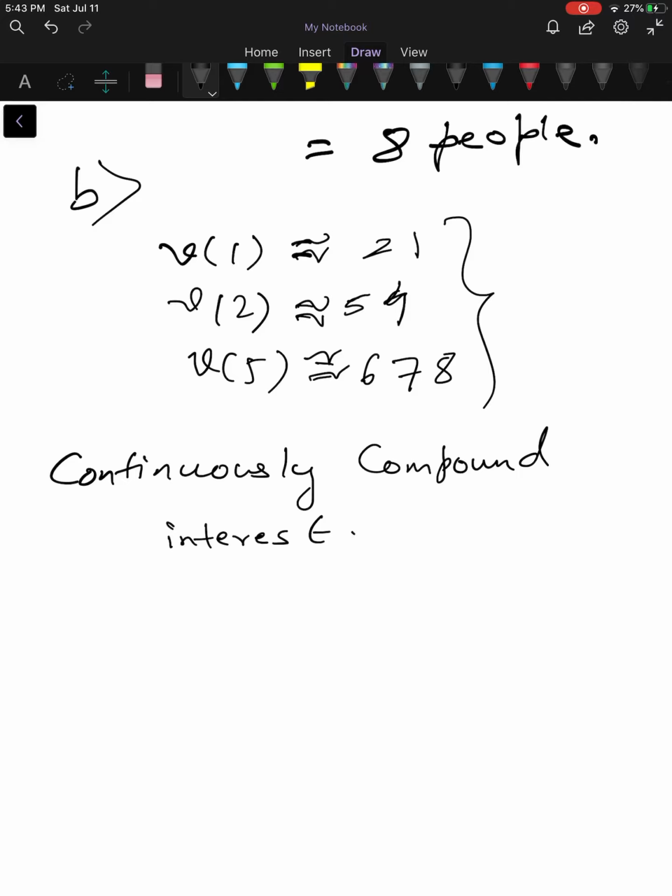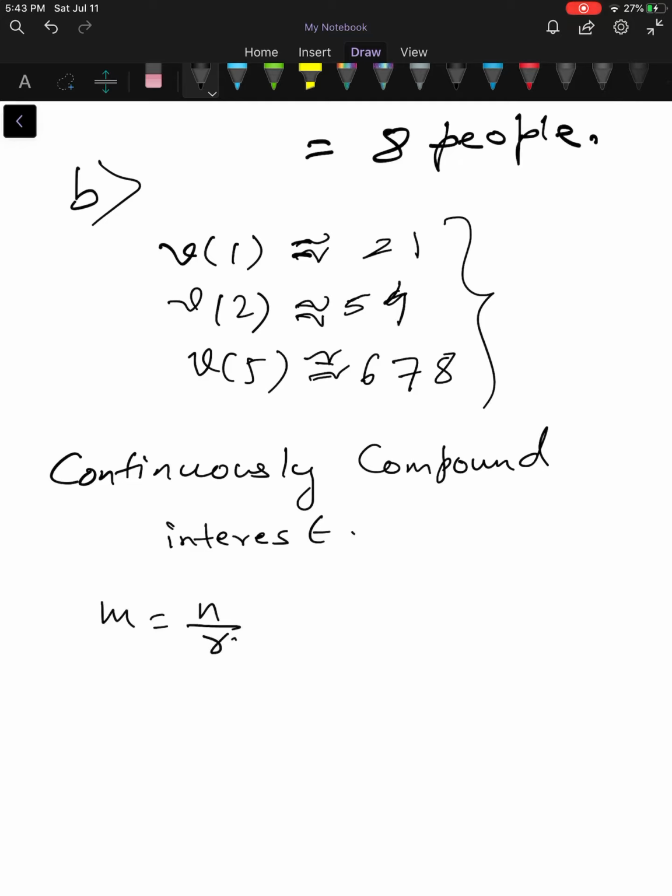Continuously compounded interest. In the previous section, where we discussed examples on compound interest, we saw that the interest paid increases as the number of compounding periods n also increases. So let us see what happens as n increases indefinitely, like if n never stops.